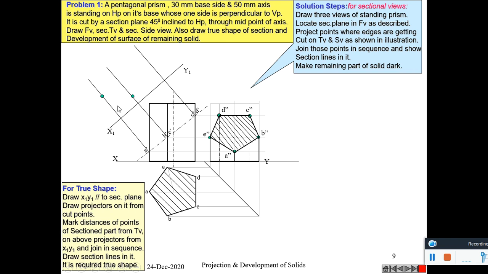This is E, this is B, and this is D. This point is E. These are drawn using thick lines. That portion also is hatched. This is the true shape of the sectioned portion.